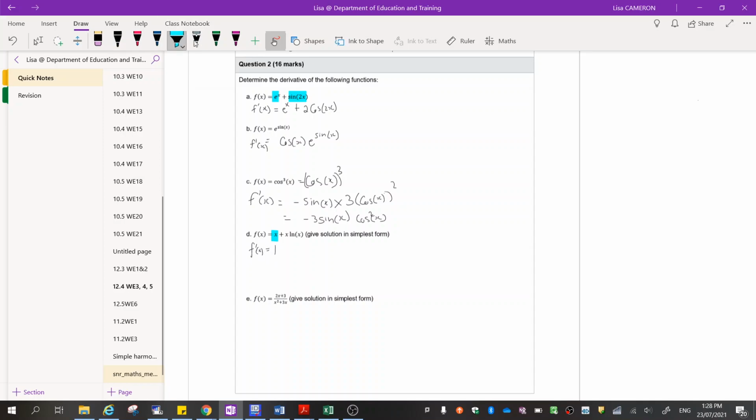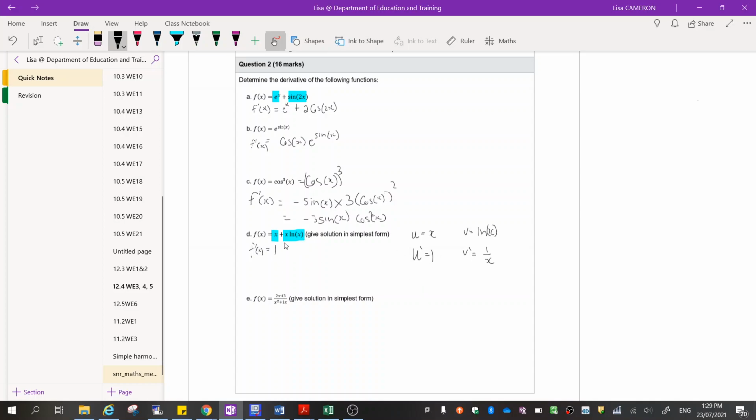Now, when I take the derivative of this second part here, I'm going to do that calculation to the side. So I'm going to let u equal x and let v equal ln x. So v dash is equal to 1 over x. So the derivative of whatever is in this bracket over the original function. So the derivative of that is 1 over the original, which is x. U dash is just going to be 1.